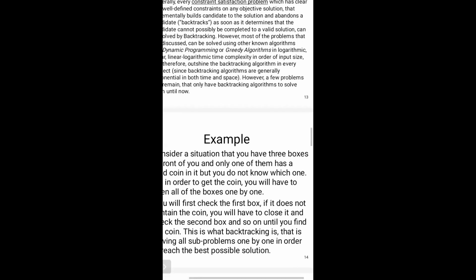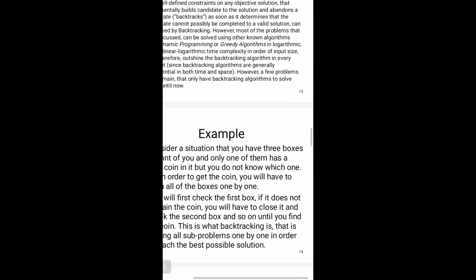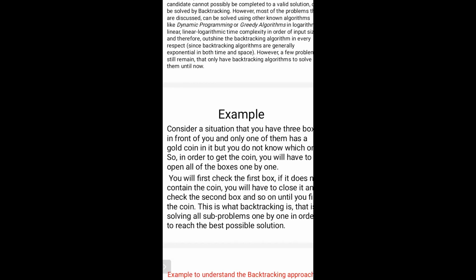Since backtracking algorithms are generally exponential in both time and space, however, a few problems still remain that only have backtracking algorithms to solve them until now. That means our backtracking algorithms are taking exponential time and space. However, a few problems still remain. For some problems, we can use only backtracking algorithms to solve that particular problem, even though it is taking more time.